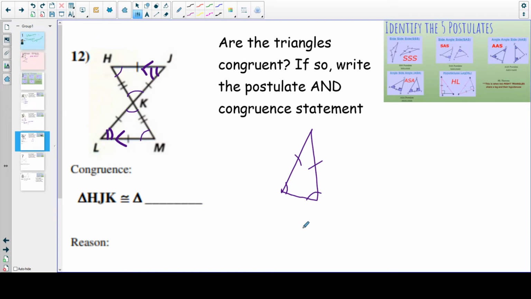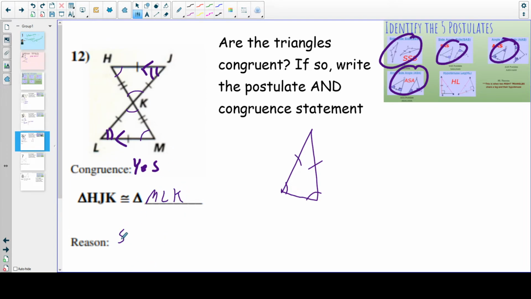What I'm trying to say here is that you could use any of these postulates, except for the HL theorem, because these are not right triangles, to prove that these two triangles are congruent. So it's definitely yes. If we're going to write the congruent statement, HJK, that would be, so H to J goes from 1 arc to 2 arcs, so that's ML. So it's going to be MLK.